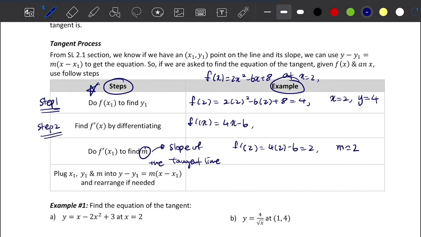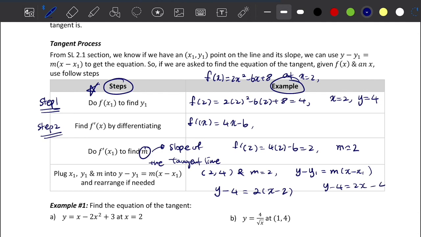Using the coordinate (2, 4), the slope equals 2, and the equation y minus y1 equals m times x minus x1, we can calculate the equation of the tangent line. So y minus y1 is y minus 4, m is 2, x minus x1 is x minus 2. Then we get y minus 4 equals 2x minus 4, so y equals 2x, and this is our equation of the tangent line.